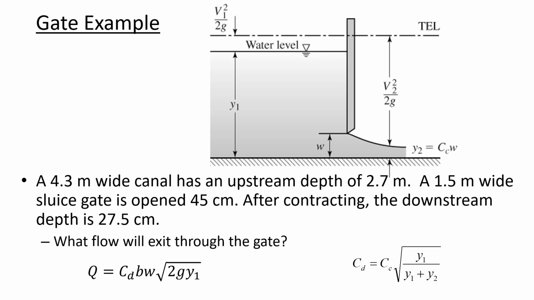So C sub C is defined as Y2, the depth after contraction, divided by W. And we know Y2 and W. So I'll pause for a moment, calculate C sub C, then calculate C sub D, and then put it into this gate flow equation to predict what is the flow rate in this scenario.